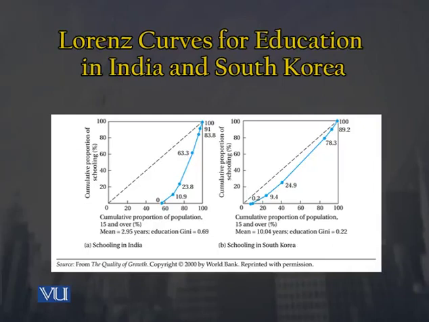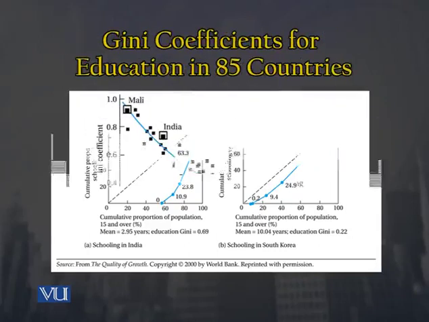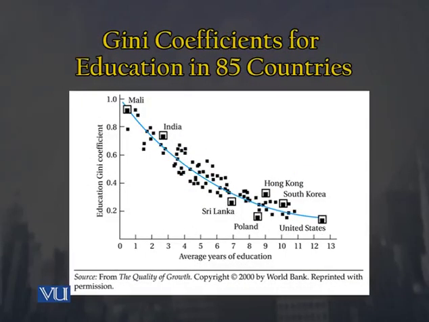And the second thing is that the education Gini is also low, which indicates that inequality is relatively low in South Korea comparatively, if you compare with India. The next thing which I am going to discuss with you is the Gini coefficient for education in 85 countries.